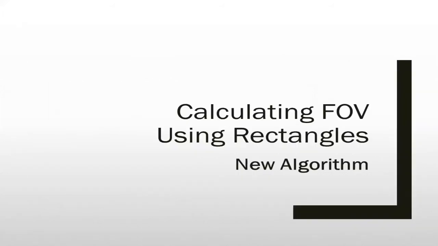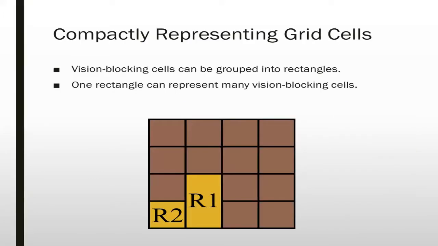Our first new algorithm that attempts to improve on this calculates field of vision using rectangles. Many vision blocking cells can be grouped into a single rectangle, which means that they are a more compact representation of vision blocking terrain. Here's a simple example shown where 3 vision blocking cells are represented with 2 rectangles. Of course, in a more complex scene, there may be many cells represented by a single rectangle.